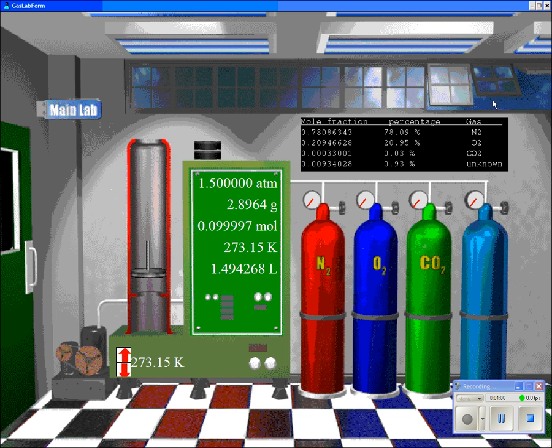And in the middle, you should see a green box with a bunch of numbers. Those are the readings for our gas sample. It's showing pressure at the top, and its reading is in atmospheres. Then the mass of the gas, moles, temperature in units of Kelvin, and the volume in units of liters.